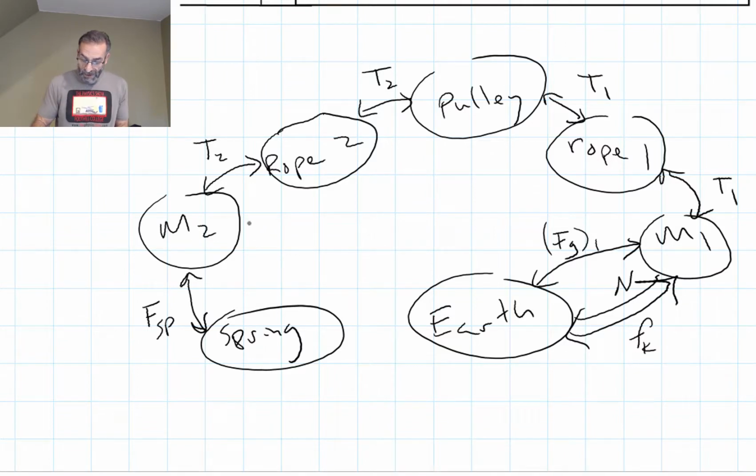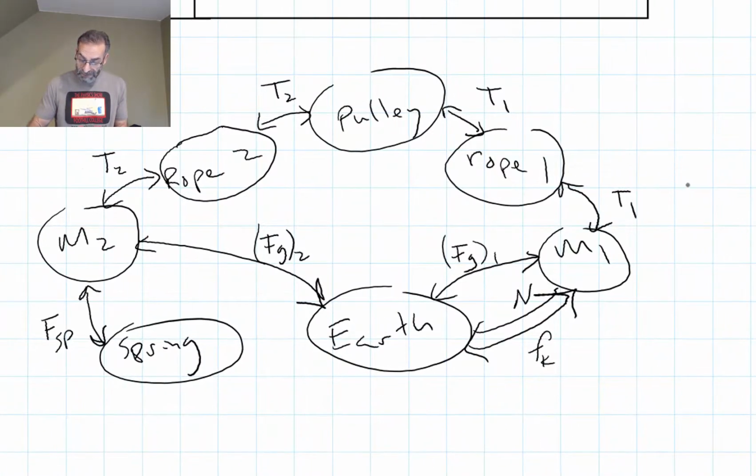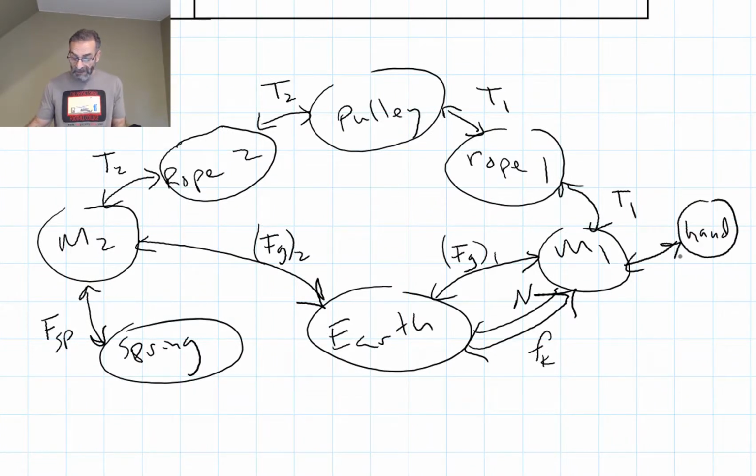The Earth is also interacting with M2 through a force of gravity. And there's a hand reaching in, interacting with M1. I know the Earth is actually holding on to the end of the spring. There's some kind of a support force, or the Earth is holding on to the other end of the spring, but for our purposes, we know something's holding on to the other end of the spring.